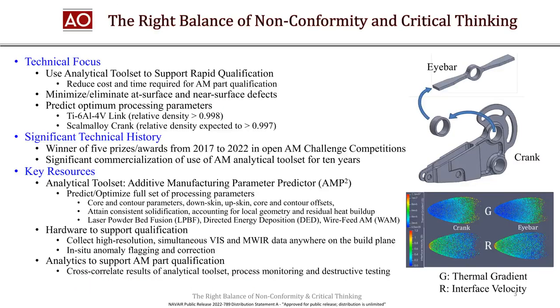So, how do we design parameters? The usual experimental trial and error is too expensive and only provides a point solution which is difficult to reuse. We use analysis to identify critical, highly stressed regions. We optimize build orientation to provide favorable AM build conditions for critical regions. We extract thermally equivalent test samples for initial testing of process parameters. We optimize process parameters, accounting for the thermal and geometry conditions in the part. We design parameters to minimize or eliminate at-surface and near-surface defects. This approach provides the simulation user a right balance for nonconformity and critical thinking.